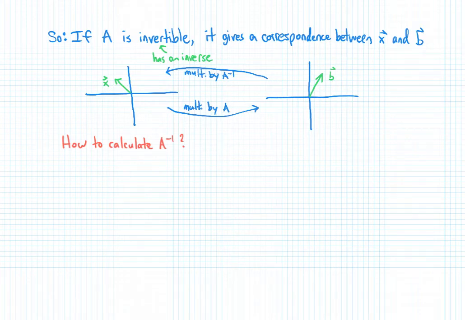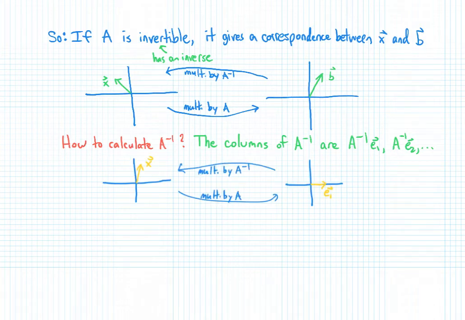So let me explain that. Remember that the columns of a matrix can be found by multiplying that matrix times the standard vectors, the E1, E2, E3, and so on. And so to calculate A inverse, we would calculate A inverse times E1, A inverse times E2, and so on. So in terms of this correspondence, if we put E1 on the right, then the corresponding vector X on the left is A inverse times E1. So in other words, A inverse times E1 is the solution to the equation AX is equal to E1. And that solution better be unique, or otherwise A doesn't have an inverse. And of course, the same thing goes for E2, E3, etc.